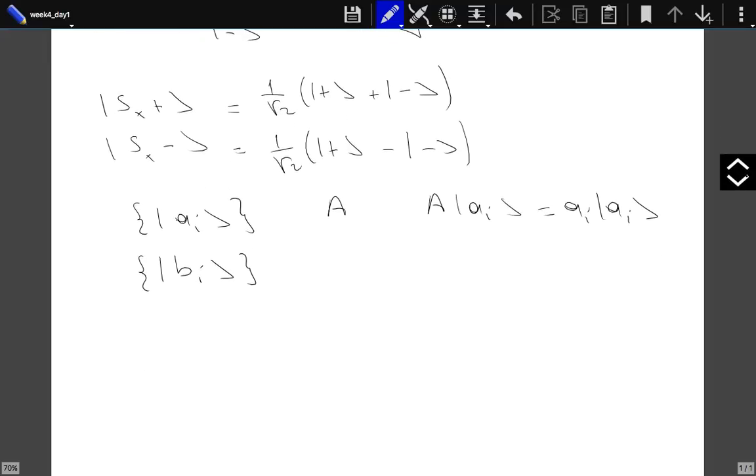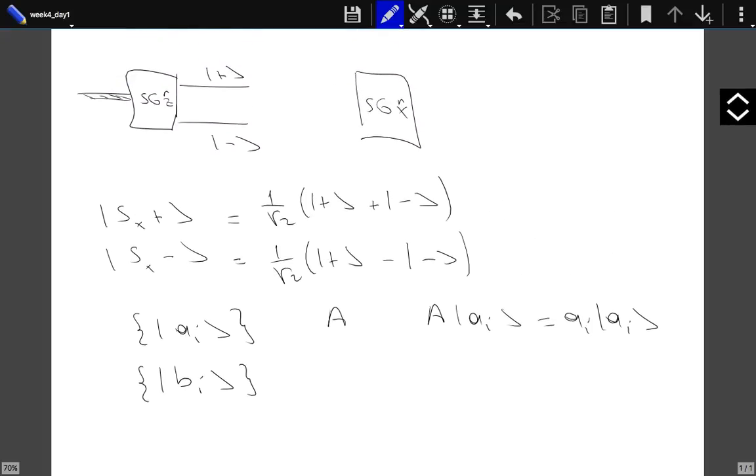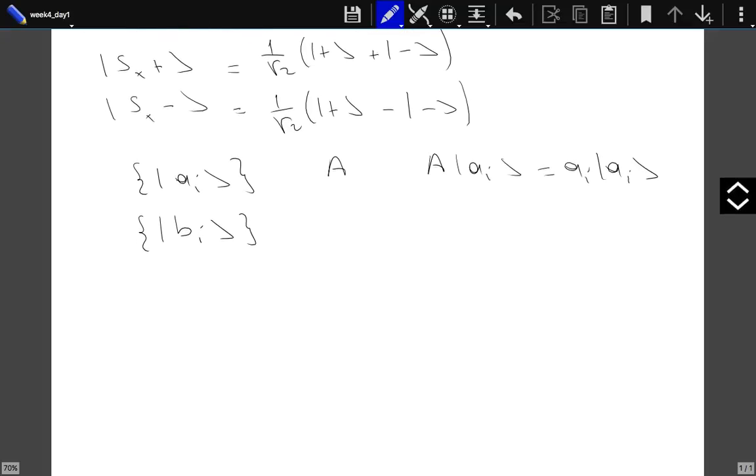Now, the claim is we can switch between these two bases. Well, basically, that's what we did over here. We can switch from one basis to the other basis. So basically, from the plus-minus basis, we could go to the Sx plus, Sx minus basis. Now, the easiest way to see how we go from one basis to the other one is just to construct this operator.